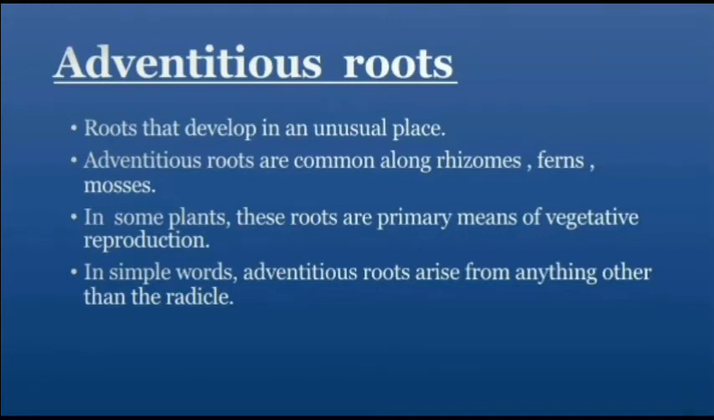Adventitious roots. Roots that develop from parts of the plant other than the radicle are called adventitious roots. They are similar to fibrous roots, but in fibrous roots, the roots arise from the base of the stem. Roots that develop in an unusual place on the plant are adventitious roots. Adventitious roots are common along rhizomes, ferns, mosses, etc. In some plants, these roots are the primary means of vegetative reproduction. In simple words, adventitious roots arise from anything other than the radicle.